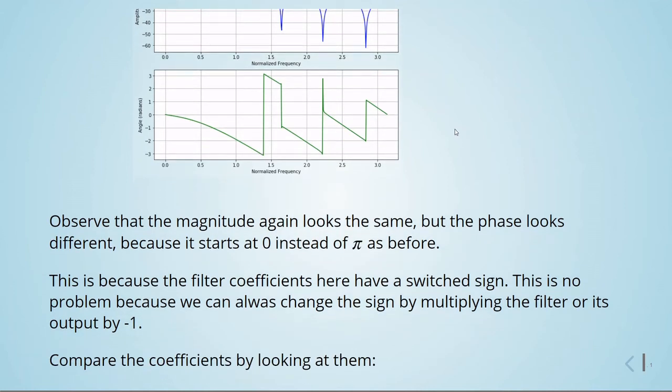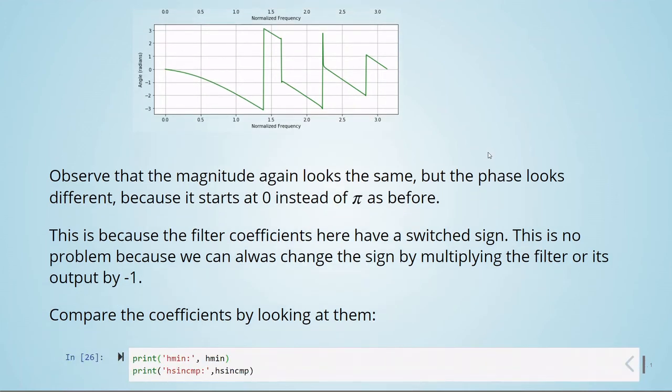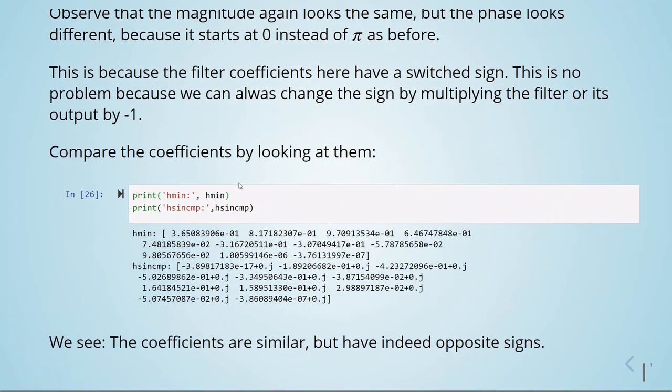And this is because the filter coefficients here have a switched sign, and this is no problem because we can always change the sign by multiplying the filter or its output by -1. So when we compare the coefficients by looking at them, we see that the coefficients are similar but have indeed opposite signs.